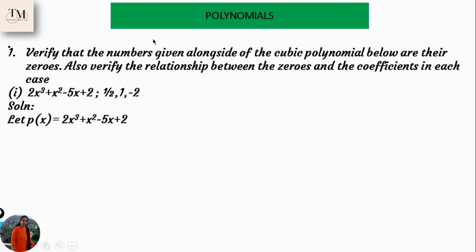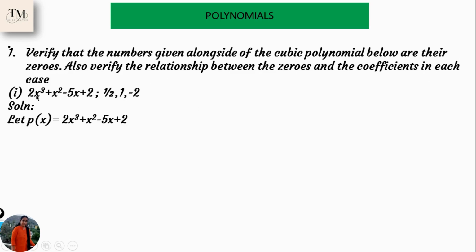Welcome to Think Maths. In this session, we are going to discuss higher degree polynomials and the questions based on them. The first question is: verify that the numbers given alongside the cubic polynomial below are their zeros. Also verify the relationship between the zeros and the coefficients in each case.